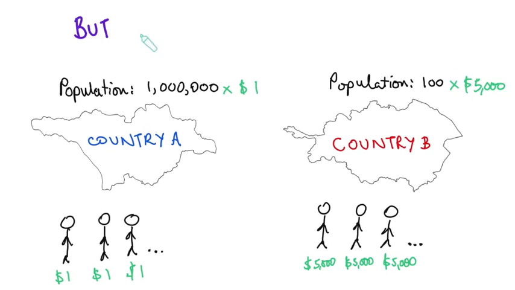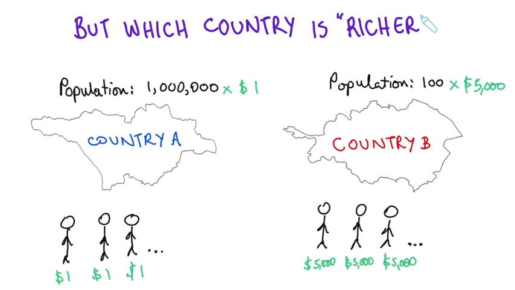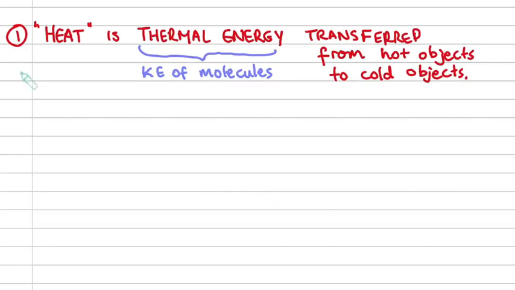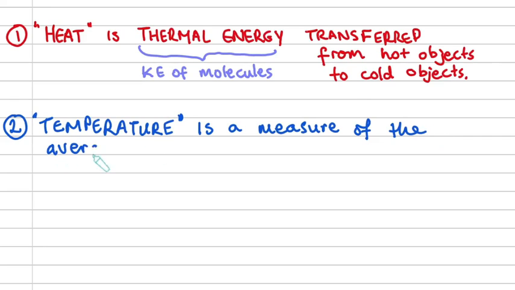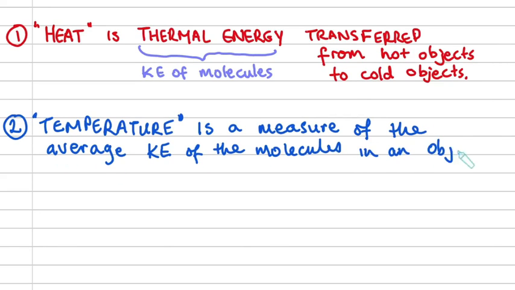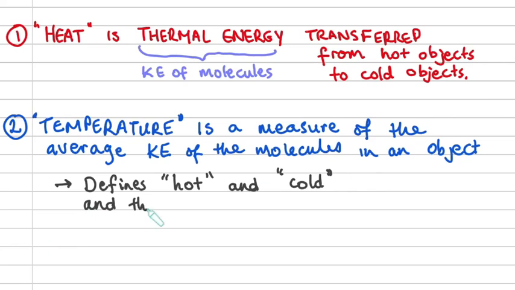But which country is richer? You'd probably want to say country B. And you'd be right, because there's more money per person. So to recap, temperature is just a measure of the average kinetic energy per molecule in an object. It tells us what's hot and what's cold, and also tells us the direction that heat flows.